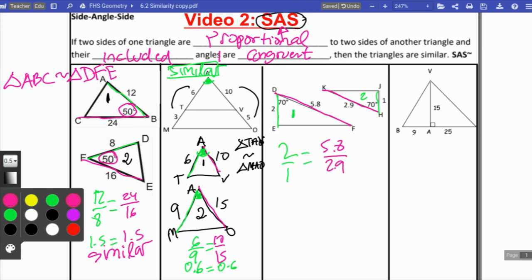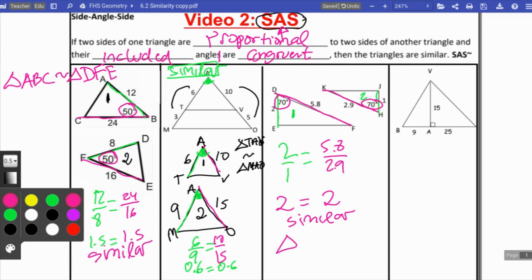All right, let's divide that real fast. So this is definitely 2. What about 5.8 divided by 2.9? This is also 2. So the sides are similar, check. What about their included angle, meaning the angle between them? This is 70 between them, and this is also 70. So yes, they are similar.